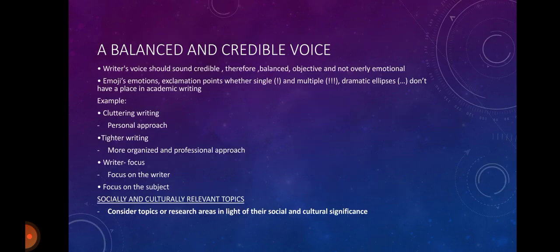A balanced and credible voice. The writer's voice should sound credible. Therefore, it should be balanced, objective, and not overly emotional. Emojis, emotion, exclamation points whether single or multiple, and dramatic ellipses don't have a place in academic writing. Example: cluttered writing with a personal approach versus tighter writing with a more organized and professional approach.